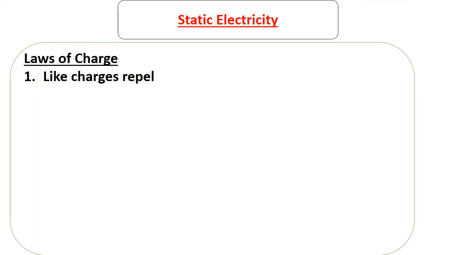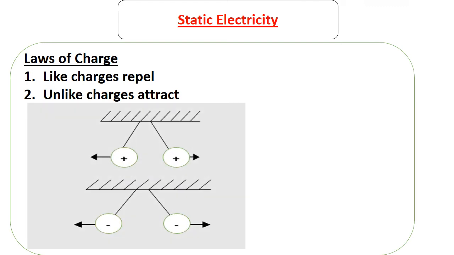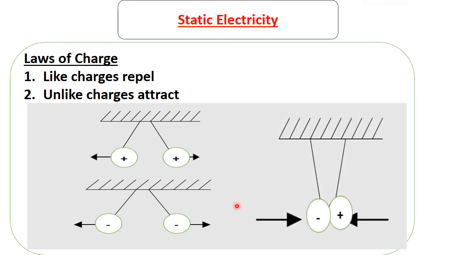So there are two laws of charge. The first is like charges repel. The second is unlike charges attract. What these two laws mean is, the first law is a situation like this: if you take two particles that have the same charge and try to push them closer, they are going to push each other away. We take positive ones, push them together, they push each other away. We get negative ones, push them together, they push each other away. Then the second law is if you get opposite charges, they are going to attract.